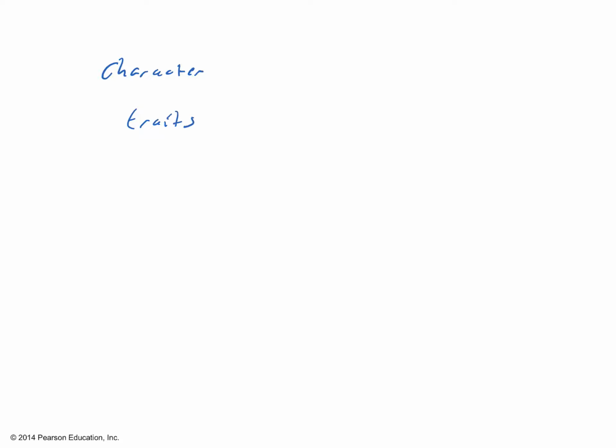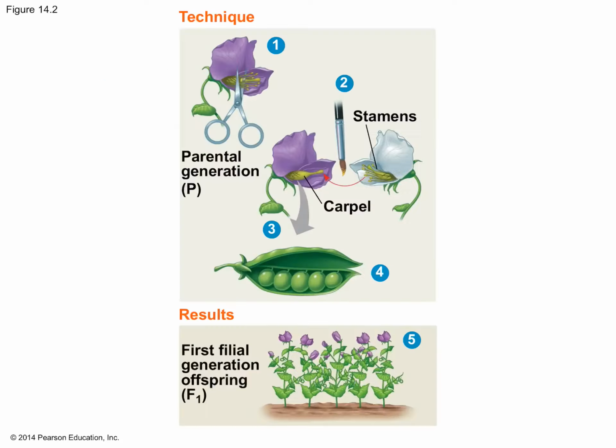Okay, he could control what plants mated with what plants, and he could therefore know who the parents were of particular offspring. That's important for comparison, to be able to see how certain traits of a character are passed down from parent to offspring. The reason he was able to do this is because pea plants are flowering plants. Flowering plants, in many cases, can either self-pollinate or they can be cross-pollinated. So let's take a look at this figure here to show you what I mean.